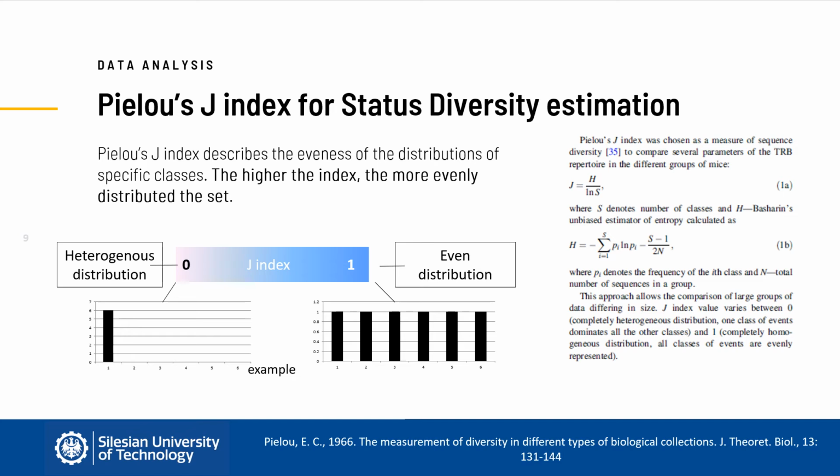To describe the proportions for every donor, further denoted as status diversity, Pielou's J-index with Chao-Shen's estimator of entropy was used. Pielou's index gets values from 0 to 1, where the higher the index, the more even are proportions of functional and non-functional sequences.